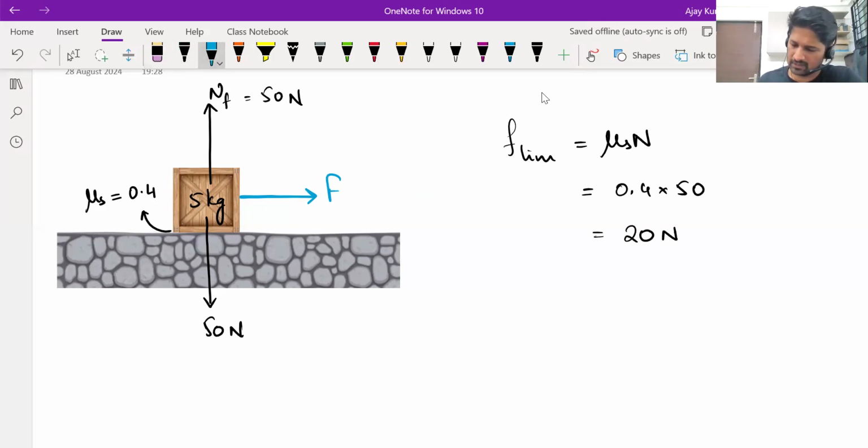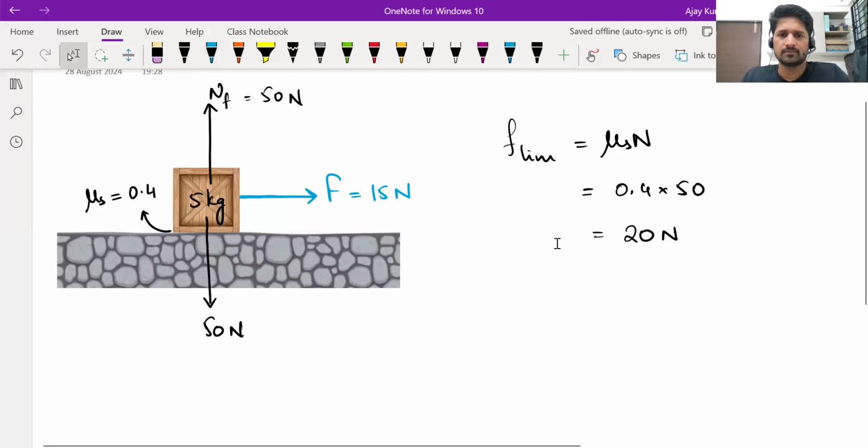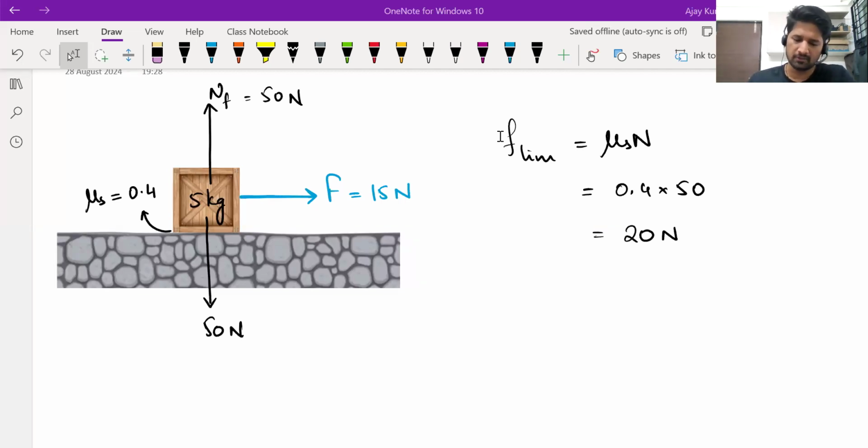Answer this quickly, unmute and tell the answer. Suppose we apply a force of only 15 Newton. How much frictional force acts on the block? 15 Newtons itself. Because friction will try its best to prevent sliding, and to prevent sliding in this case, 15 Newton is sufficient. So only 15 Newton friction will act. Okay, correct.